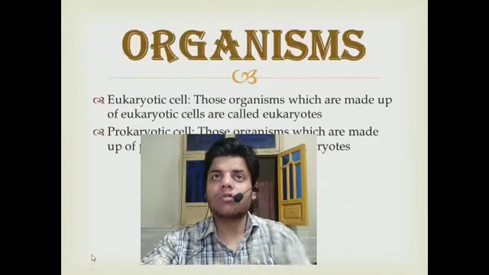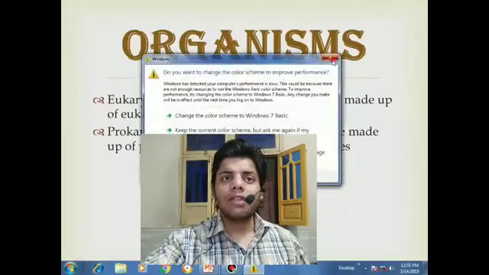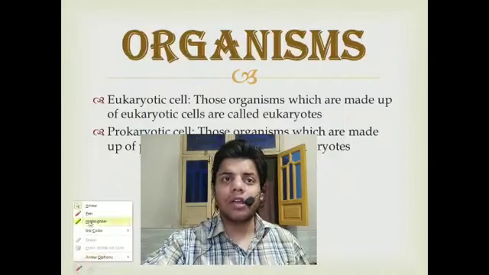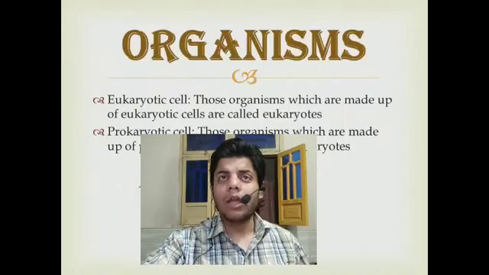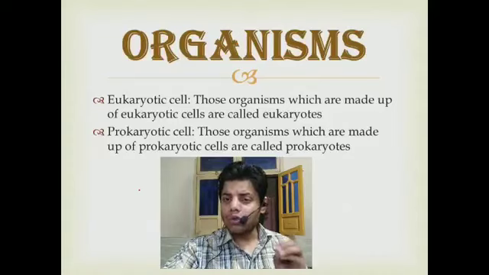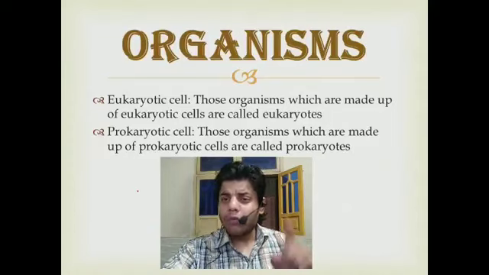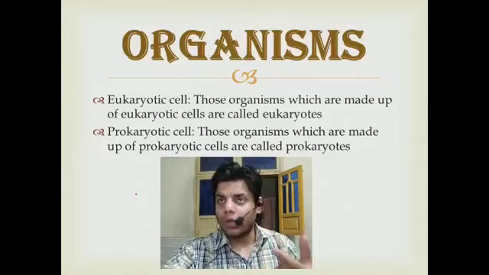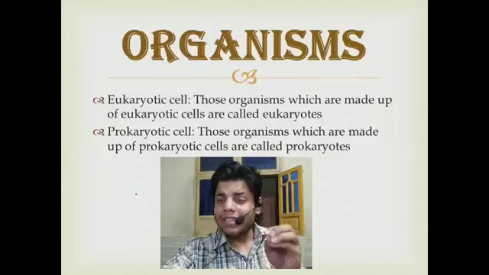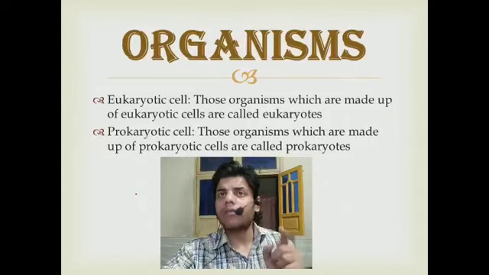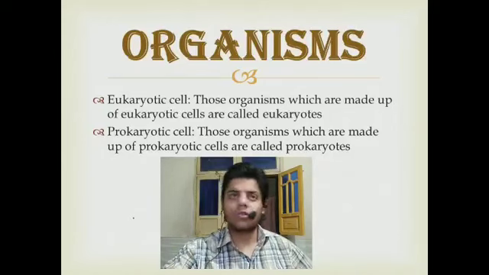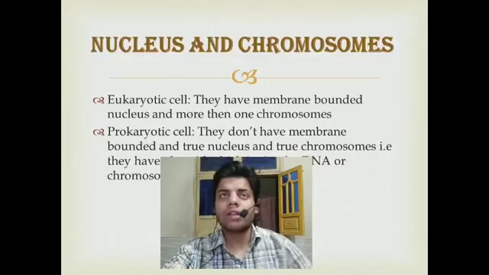Okay, so let's go to the next slide, which talks about organisms. So remember one thing: those organisms which are made up of eukaryotic cells, we call eukaryotes. Okay, and those organisms which are made up of prokaryotic cells, we call prokaryotes. Okay, so let's go to the next slide.